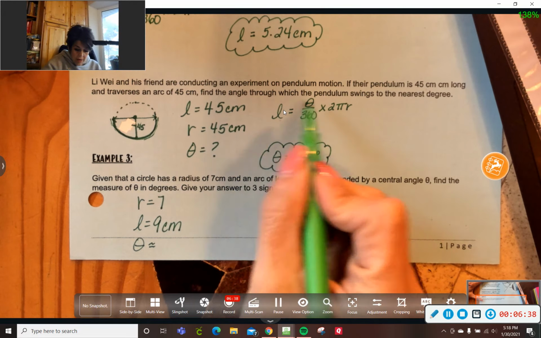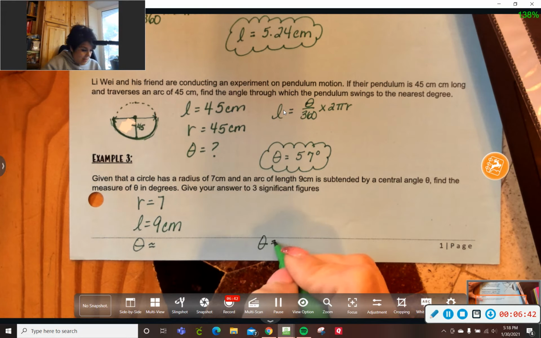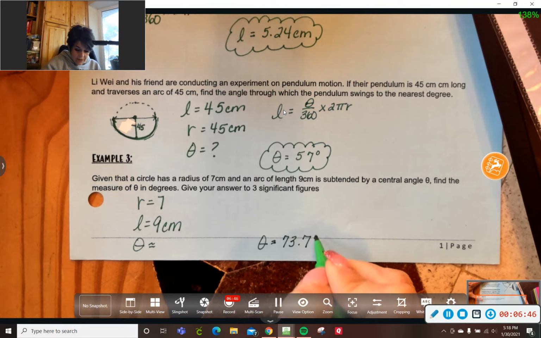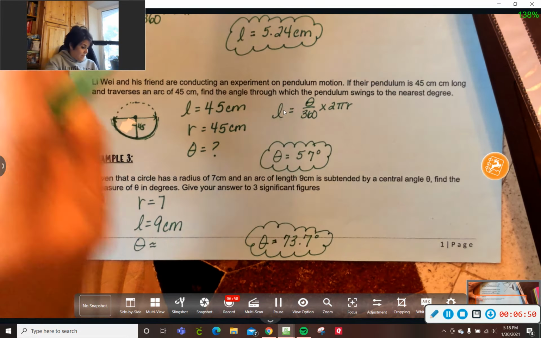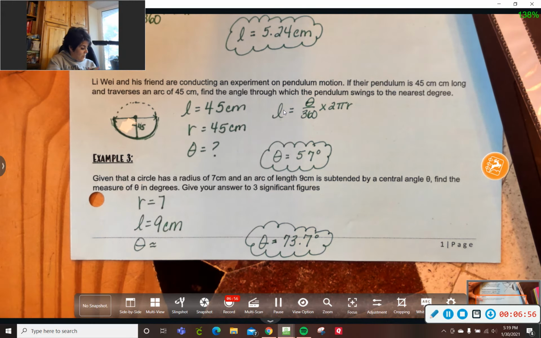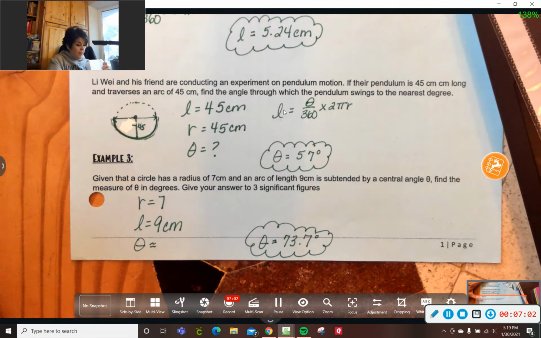You're going to use your same formula right here. You're going to plug in your values. When I did this, I found that theta was 73.7 degrees. And I think, yeah, I had 9 equals theta over 360 times 2 pi times 7. And that's what I got. Okay.